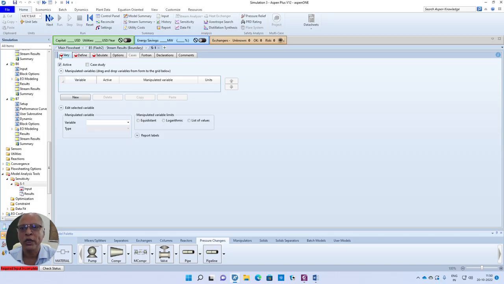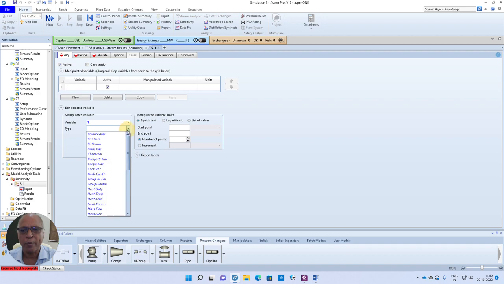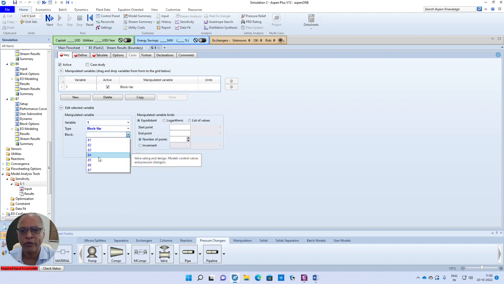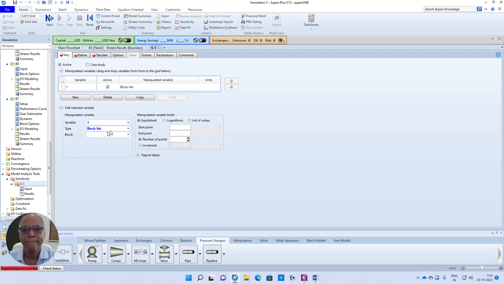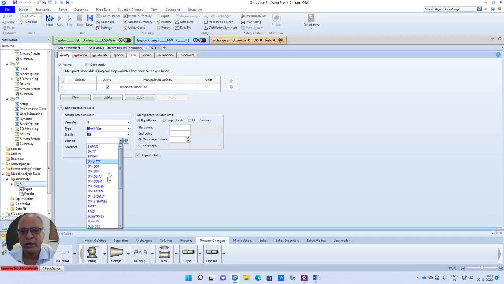So vary. What is it that you are trying to vary? The temperature at which the flash column is going to operate. Right? It's a block variable because we are varying the temperature at which the flash column is operating. The block is B5, and the variable is temperature.